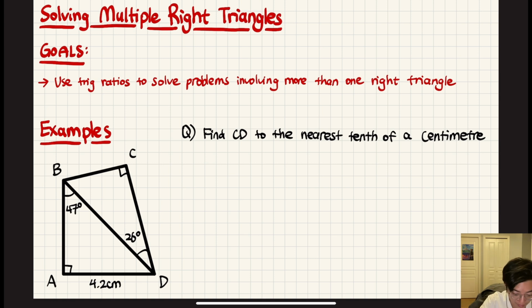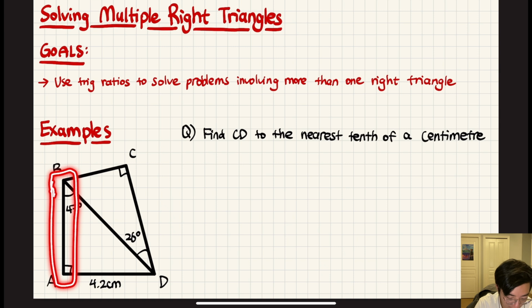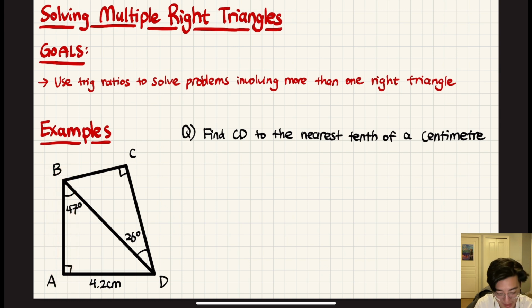The tricky part of questions like these is to figure out which lines to find and which lines are important. If we wanted, we could find the line AB pretty easily, but it doesn't give us any more information on how to find the line CD. With that being said, very quickly, we just have to go over SOHCAHTOA.